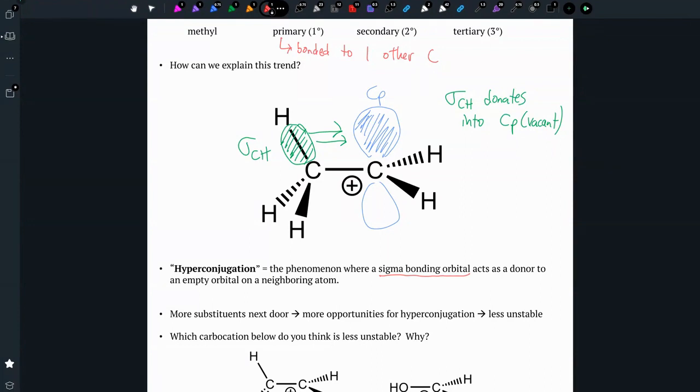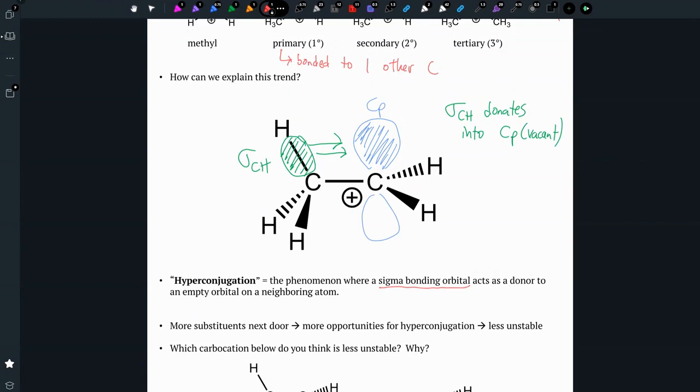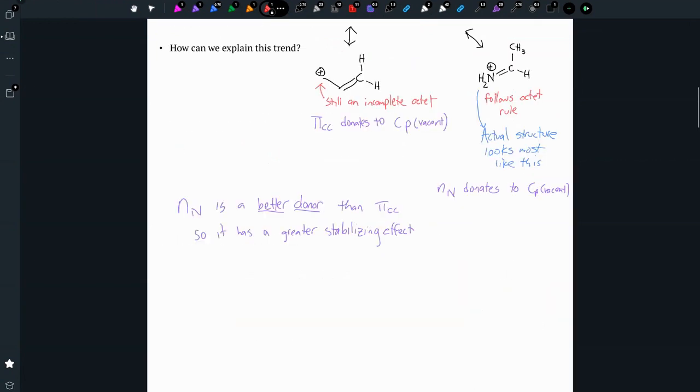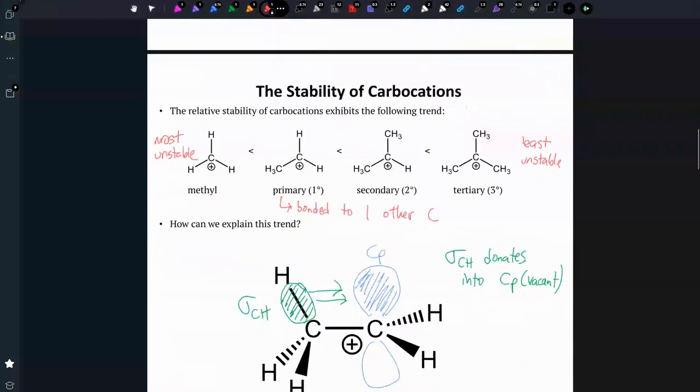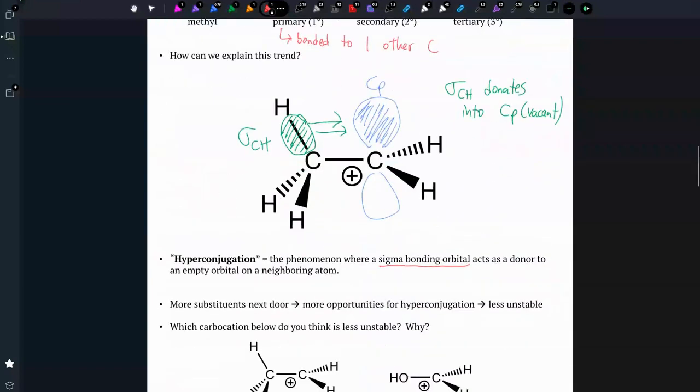Now, is a sigma bond as good a donor as, say, a lone pair or a pi bond? No, a sigma bond is a worse donor. So this doesn't have as large an effect as resonance does. So it's important to note that this is a weaker effect than resonance, because a sigma orbital is not a great donor. But it still does have some effect.